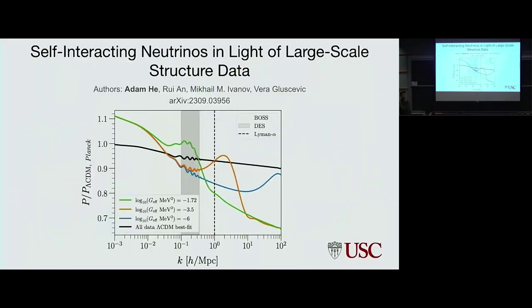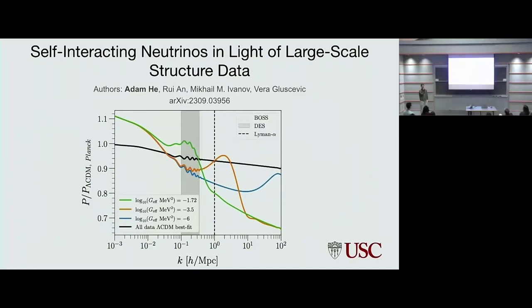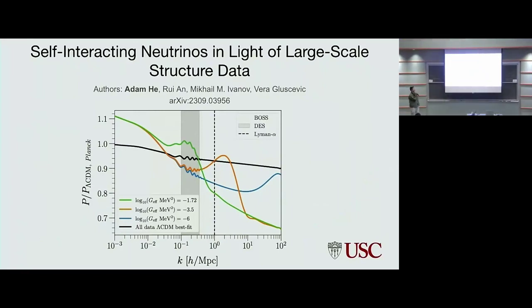Hi, my name is Adam He. I'm a rising fifth-year graduate student at USC working with Vera. My poster is about this paper that we put out last year on the arXiv with postdoc Rurian, who's here, and Misha Ivanov at MIT, who's not here, but he wishes he could be here.